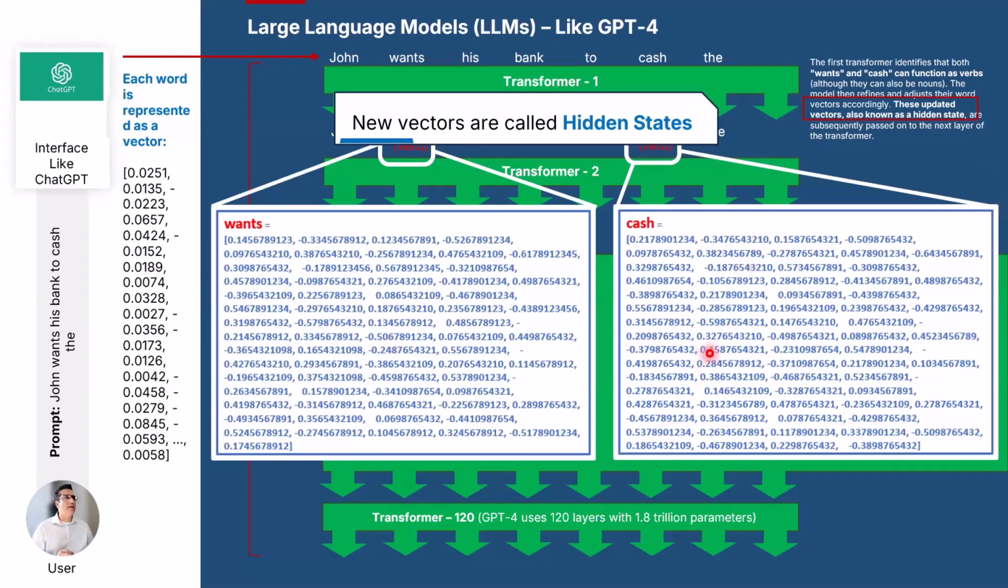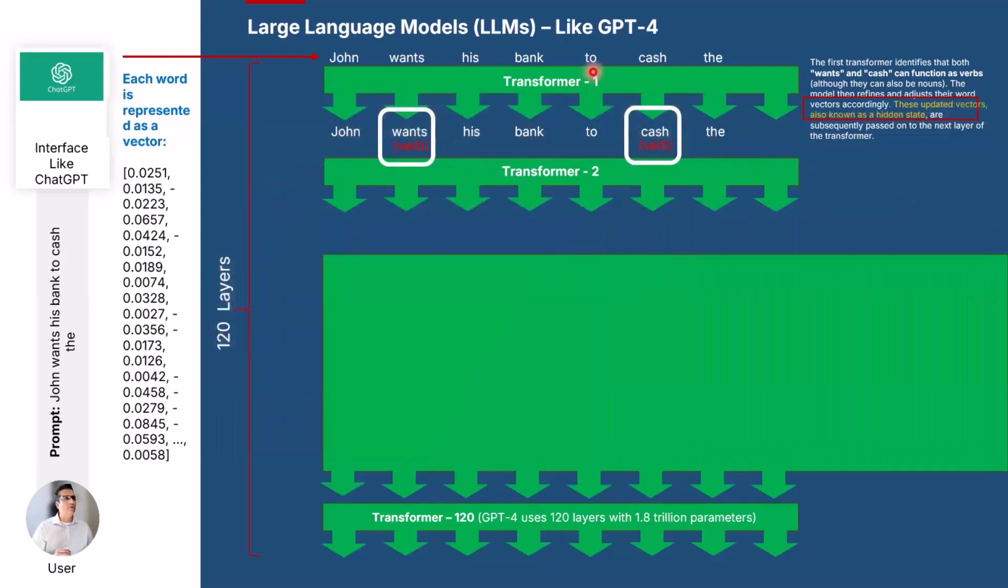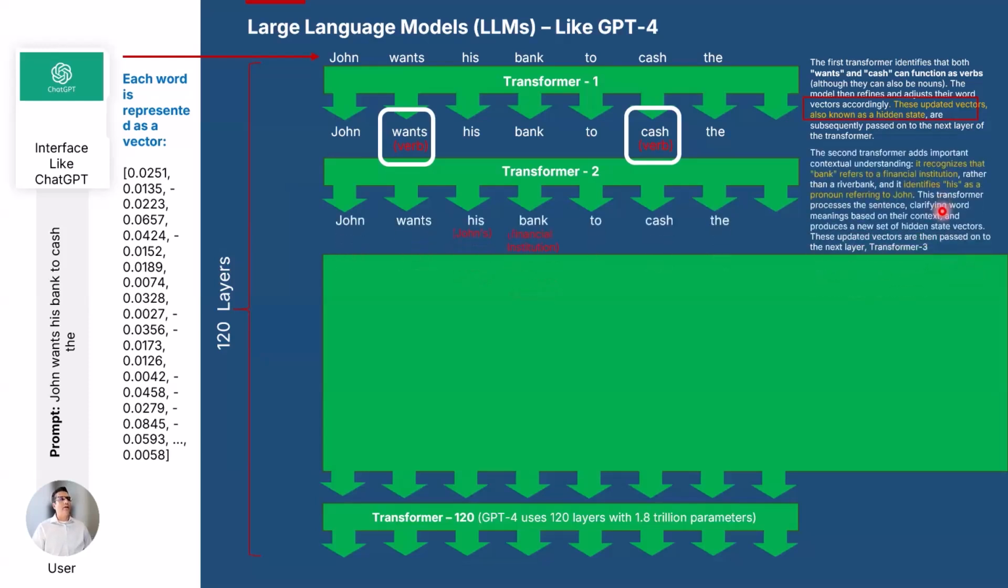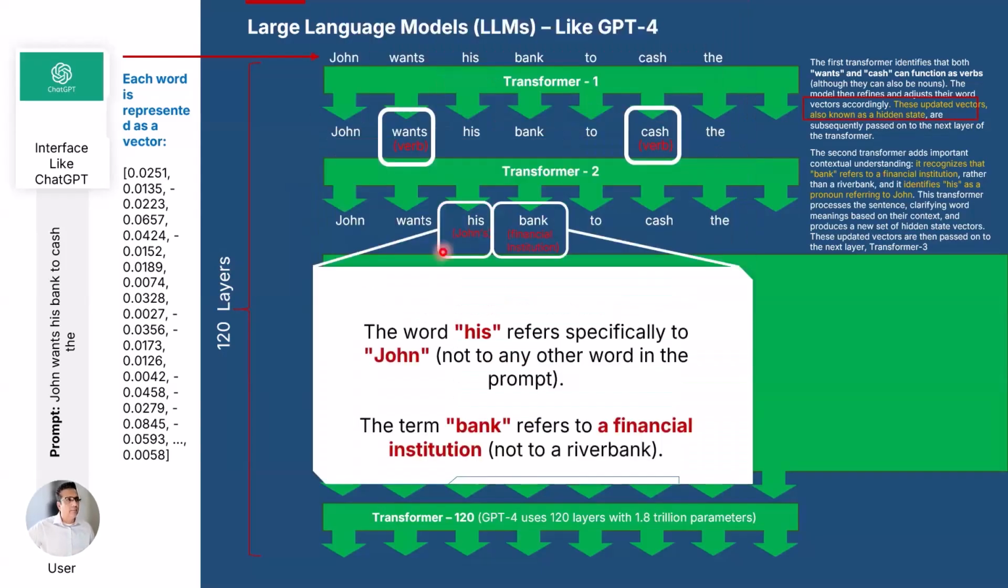So what it did is overwrite that, and then it passed on all those sets of numbers for all the words, and these newly written numbers for wants and cash, to the next transformer, which is now gone to transformer 2. Now, what does transformer 2 do? It actually did another important thing. Transformer 2 determines that the word his is actually referring to this word John and nothing else. The word is not referring to somebody Scott or somebody Peter. It is actually referring to this guy called John here.